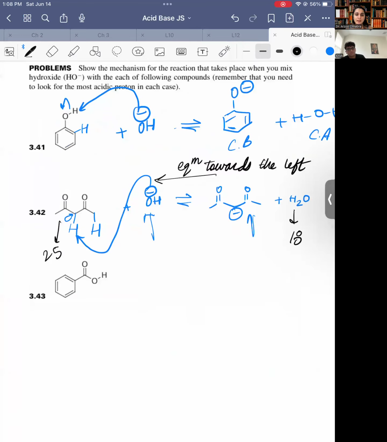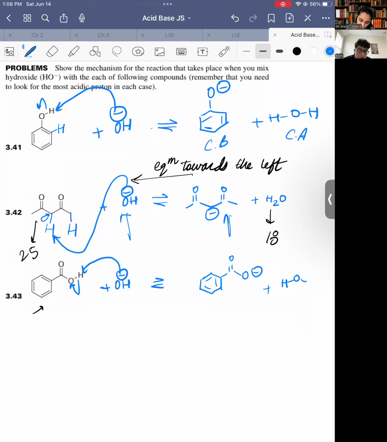All right, let's now do this problem really fast. Yeah, the hydrogen on the very end is the most acidic in this case. So the lone pair will go there. Same thing, and definitely this is feasible. Shifting to the right, more stable. Yeah, that's right.